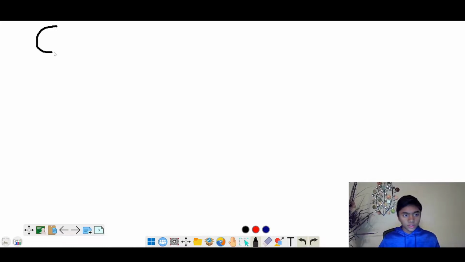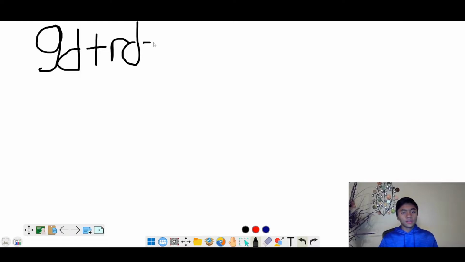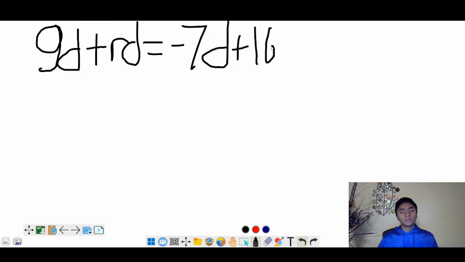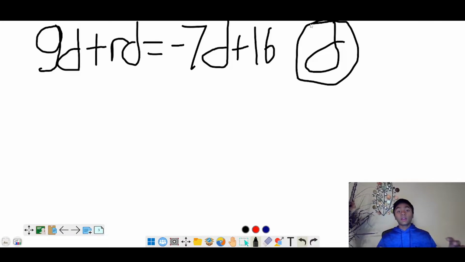So suppose you have the question 9d plus rd is equal to negative 7d plus 16. Our aim in this question is to find out d, let me circle that, in terms of all the other variables and numbers. And the way we're going to do this is we're just going to move stuff around, divide, add, multiply, subtract, whatever we need to do as we normally do in order to isolate d.